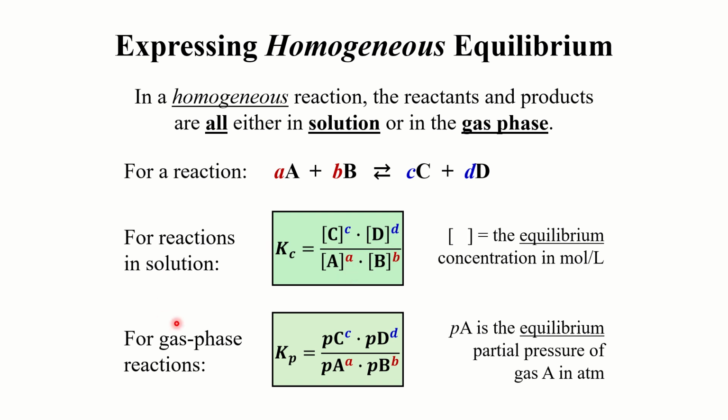For gas phase reactions, we typically use the subscript P, so Kp, P here meaning pressure, because these concentrations, so to speak, are going to be expressed instead as partial pressures. So for the same reaction, if these were all gases, we would use a little lowercase p here, which indicates a partial pressure. So it'd be the partial pressure of C still raised to the power of its coefficient, times the partial pressure of D raised to its coefficient, divided by the partial pressure of A times the partial pressure of B.